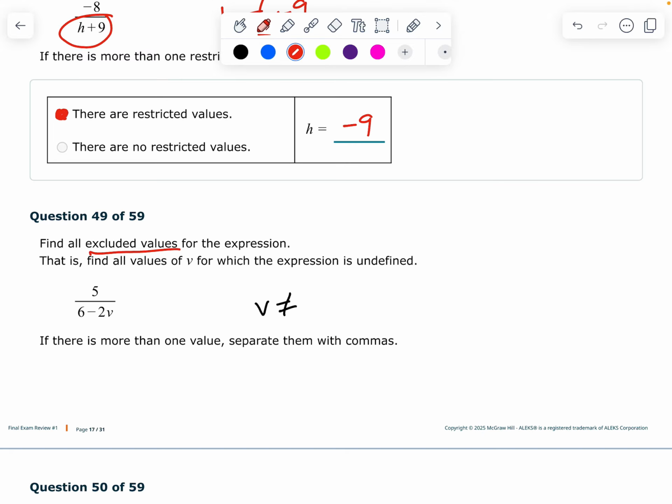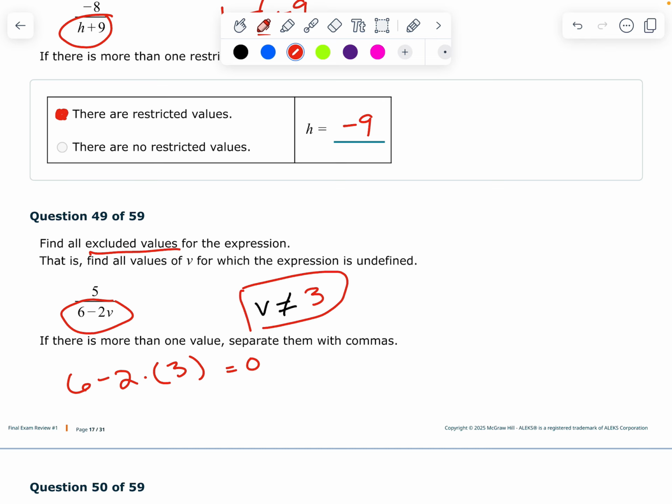Find all excluded values. Same thing. What can v not equal? We can't make the bottom 0. 6 minus 2 times something would be 0. 6 minus 2 times 3 would be 0. So v cannot be 3. If v was 3, the whole bottom would be 0.